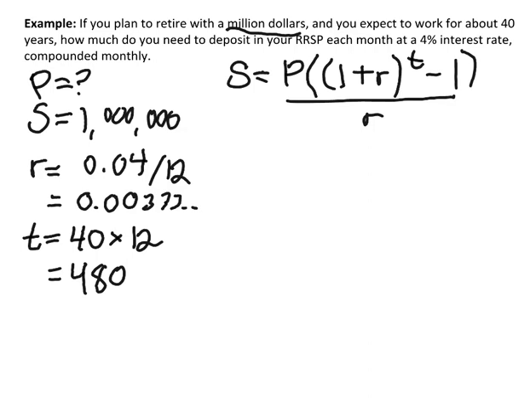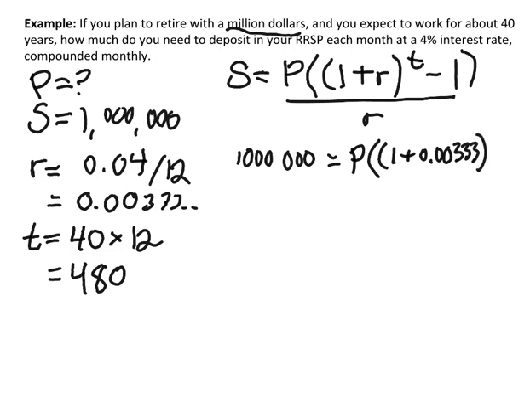All right, we want to plug all that into our equation here. So S is $1 million. So plug that in. P, I don't know, we're solving for that. In these brackets here, we have 1 plus R, and R is 0.00333. Also the T, which is 480. And then we're going to minus 1 on top. All of this is divided by R, which is 0.00333. It's a good idea to keep even more decimals than I've shown here if you can. The more decimals you keep, just the more accurate your answer will be, and small deviations in accuracy can actually make a pretty big difference.